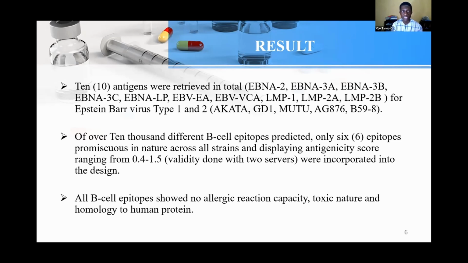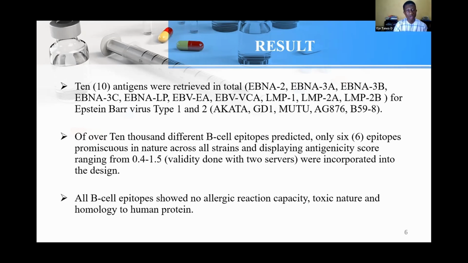And one of the parameters that will make a vaccine effective is its range of antigenicity, how antigenic it is, because it depends on how antigenic they are that the body will be able to respond to them as a foreign pathogen. So we made use of an antigenicity score ranging between 0.5 and 1.5.